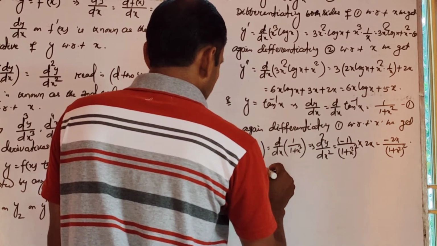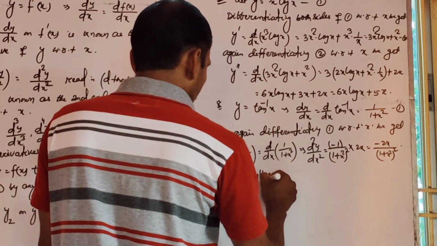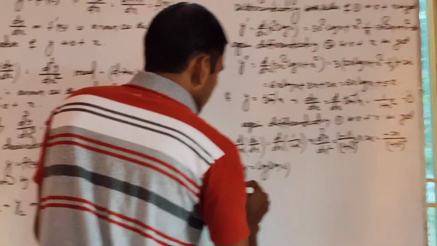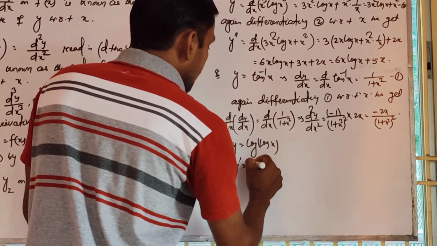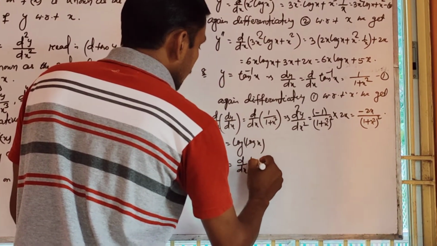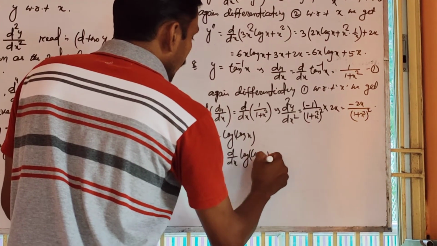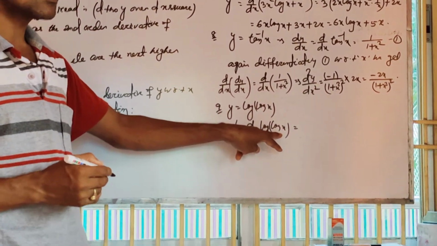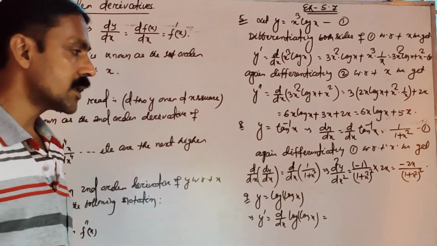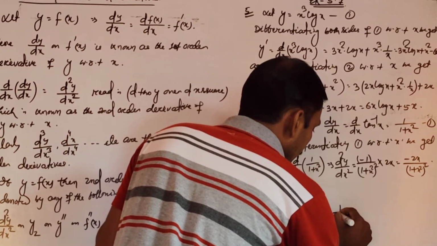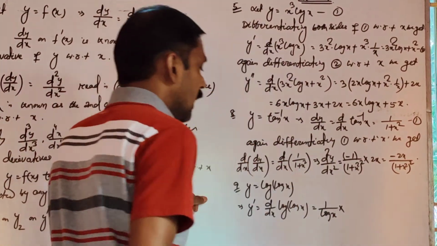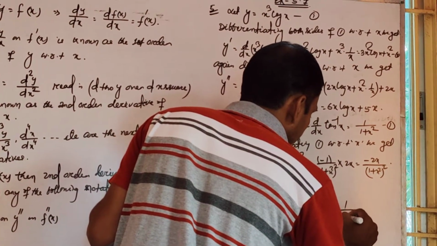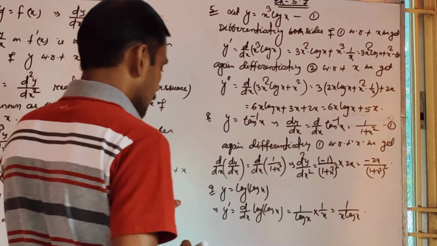So y is log x (log of log x). Okay. So this implies y dash is d by dx of log x. Now it is in the form of log x, where x is log x. So the derivative of log x is 1 by x, means it is 1 by log x into, again the derivative of log x is 1 by x, means it is 1 by x log x.